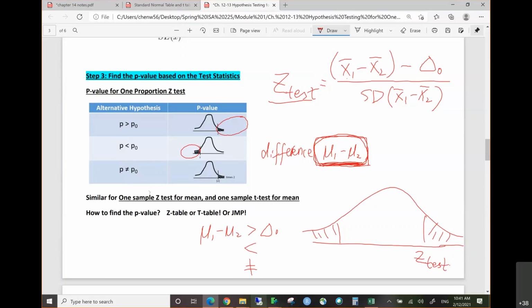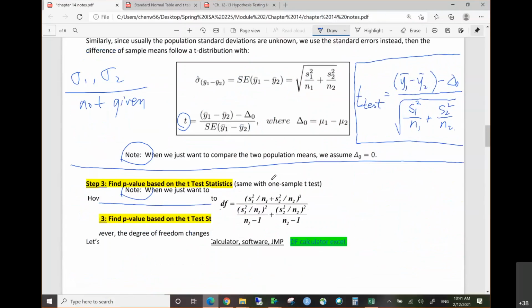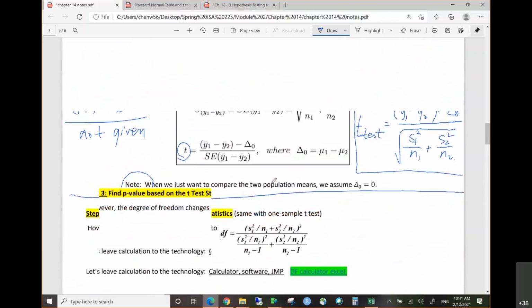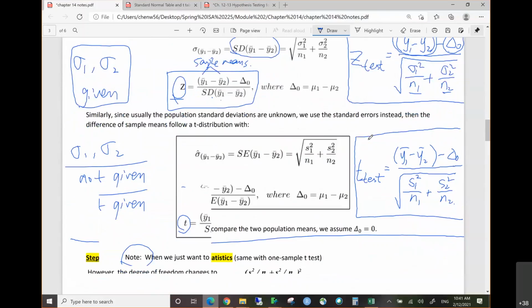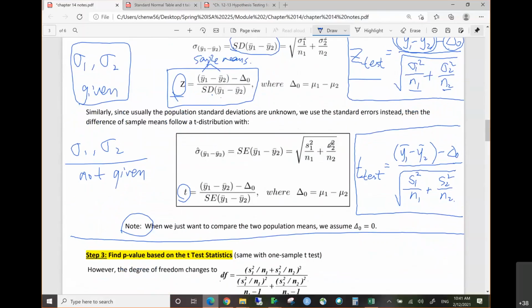Exactly the same. Once you have the z-test statistics, you go to the normal table, find the corresponding probability to the left or to the right, depending on what kind of hypothesis you have. All right? And then that will be your p-value, right? It will be exactly the same for the two sample test. Once you have the z-test statistics, then you can find the p-value based on your z-test statistics.